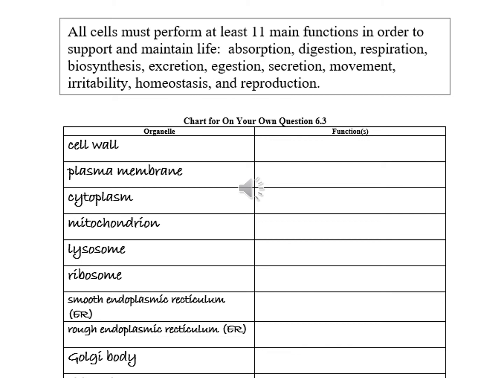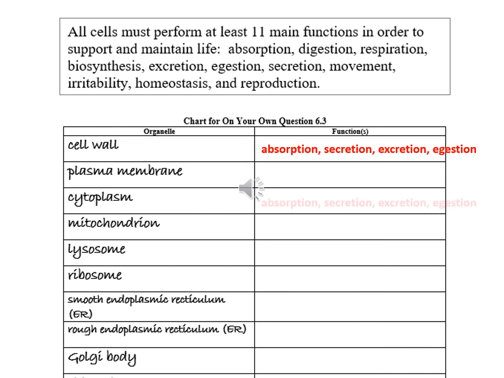As part of your homework this week, you were supposed to fill in a chart based on your own question 6.3. I thought as a review that we would just go through the answers that you should have gotten. If you got anything wrong, please take the time to correct yourself. Remember that you were supposed to write down which function each of the organelles performed within the cell. And so the cell wall performs absorption, secretion, excretion, and egestion. Remember that cell walls are only found in plant cells, and they primarily give the cell its structure.